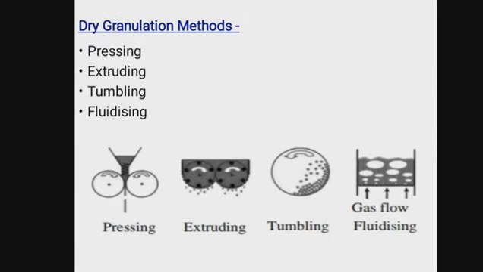What are the methods involved in dry granulation? There are 4 methods involved in the dry granulation method. First, pressing. In pressing, 2 methods are involved, that are mechanical pressing and pneumatic pressing. One of the characteristic examples of mechanical pressing is the roll compaction method.